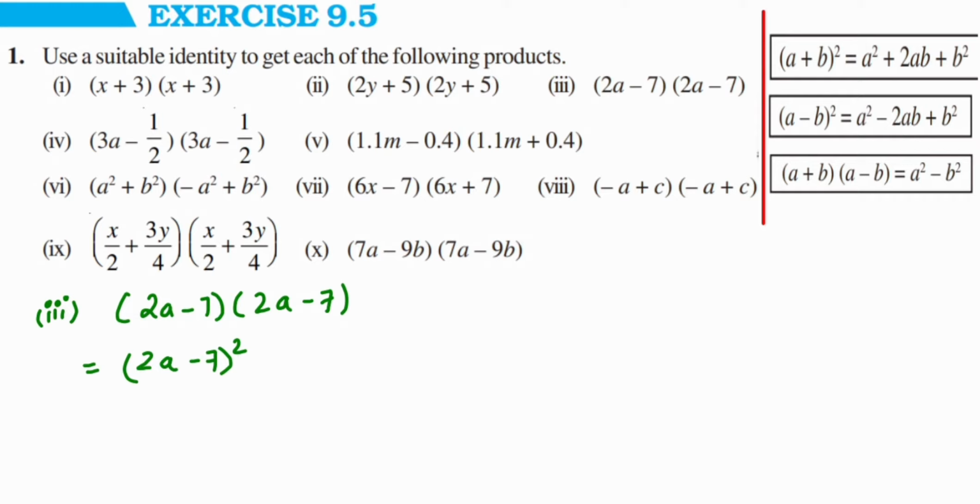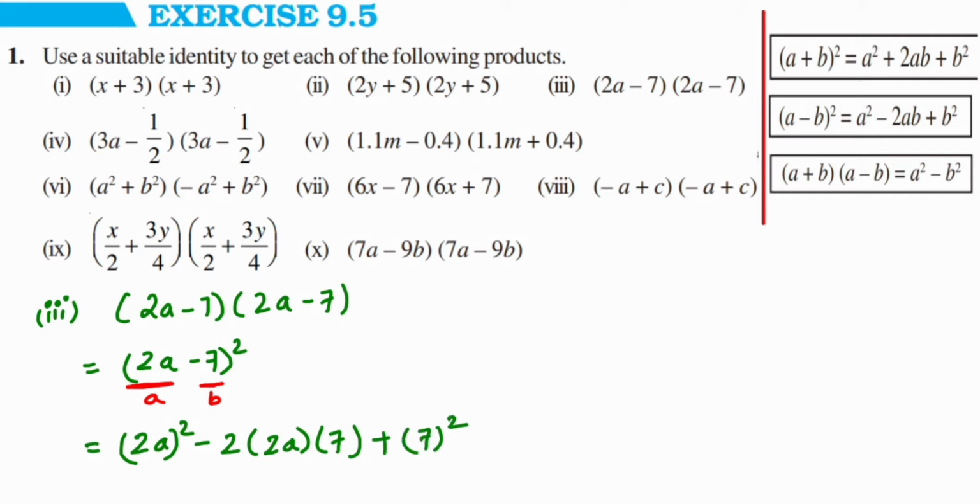So here let us identify what is a and what is b. In place of a we should write 2a, in place of b we should write 7. That's it. Don't take minus 7, we should take only 7. So by doing this we'll get a square, which is, in place of a we have 2a, so (2a) square, minus 2ab, so 2 into a is 2a and b is 7, plus b square, that is 7 square.